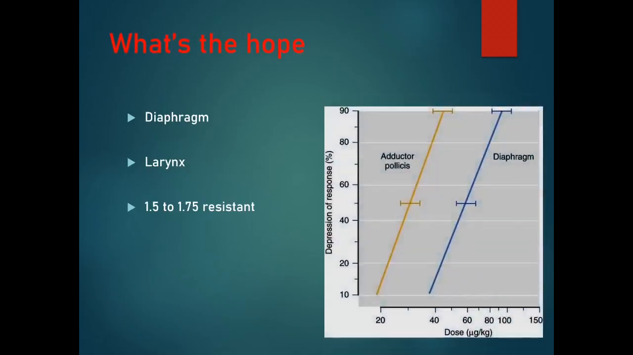Now, what's the other hope? This is mainly, what are we going to do by monitoring on the peripheral muscles? This gives an indirect correlation of the reversal of the drug, especially in the diaphragm as well as the larynx, because these muscles are 1.5 to 1.75 times more resistant to these drugs. For example, this graph shows how the adductor pollicis and the diaphragmatic muscles vary with the dosage and the time response.